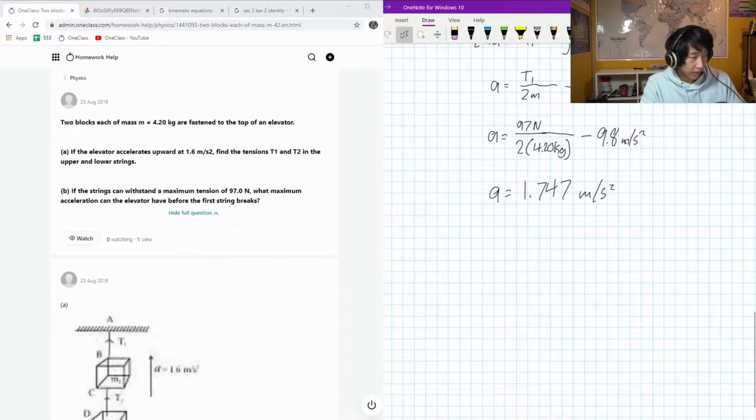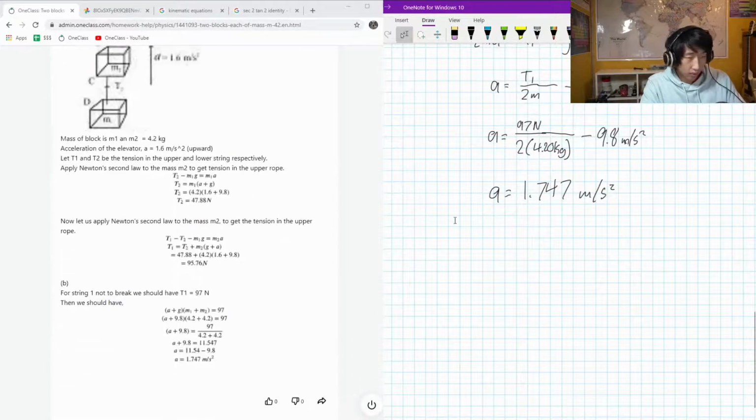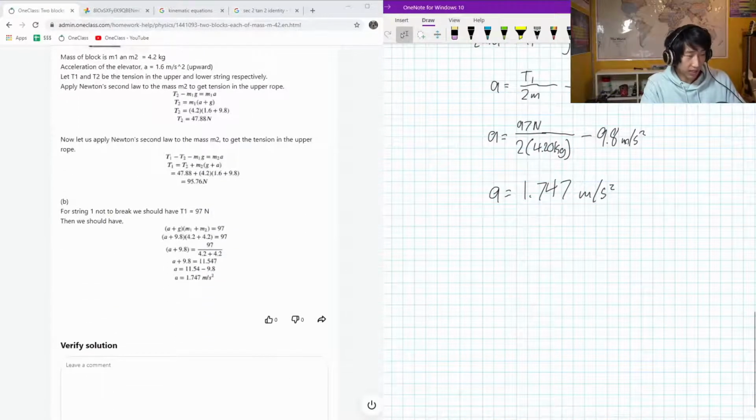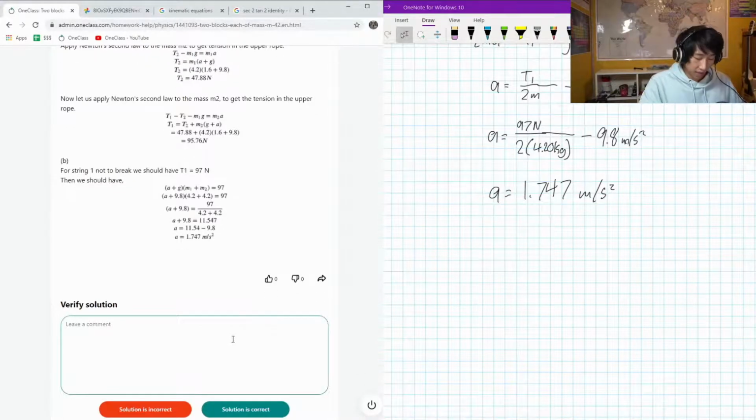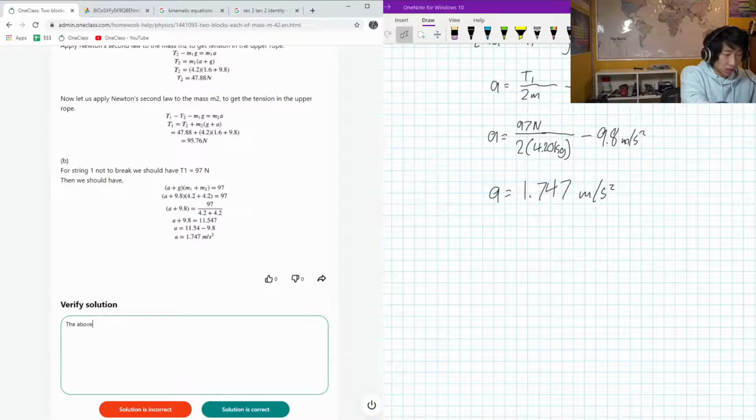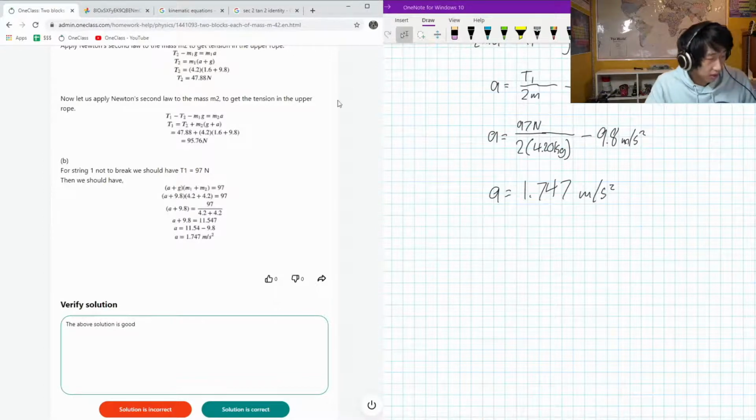Okay, so hopefully we have the same answer down here, 1.747. That's awesome, and that's a question complete with precision. Above solution is good. Awesome.